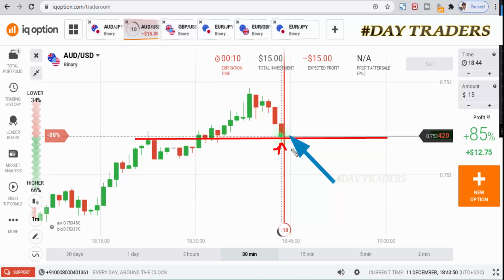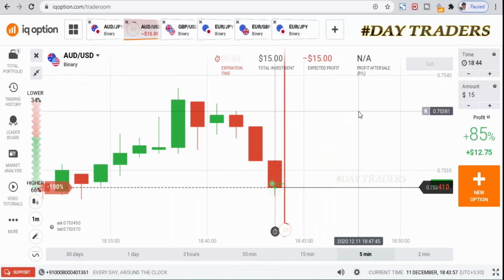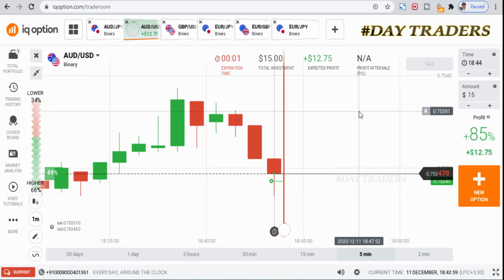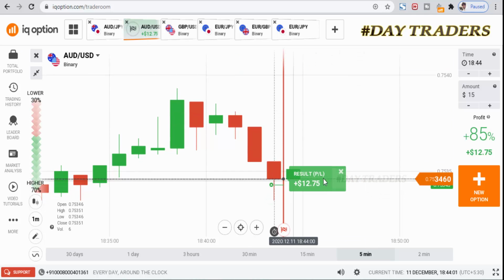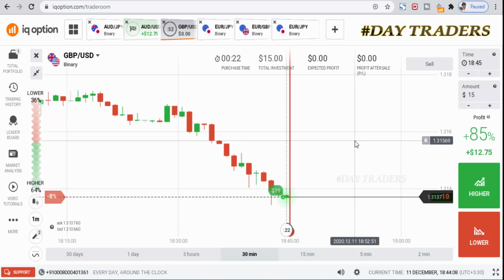Let's see, we have 10 seconds only. Okay, it makes a very strong rejection. This is a winning trade. Check the next pair. Okay, we'll place a higher option.